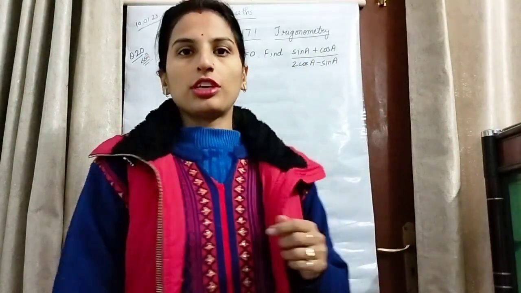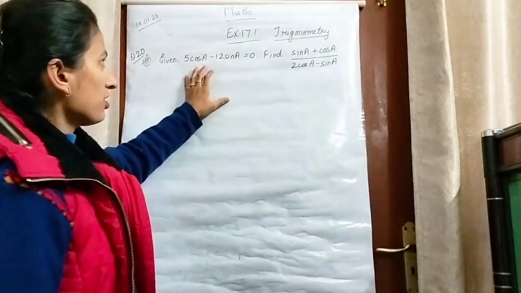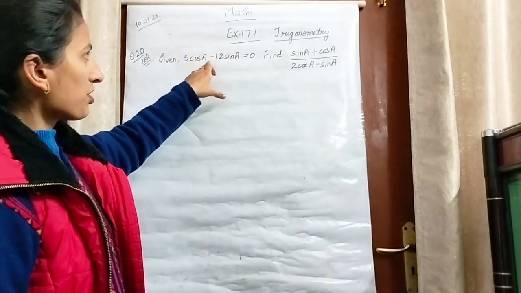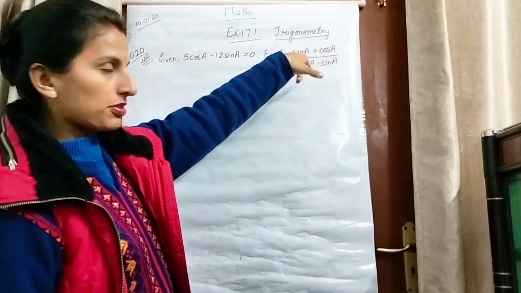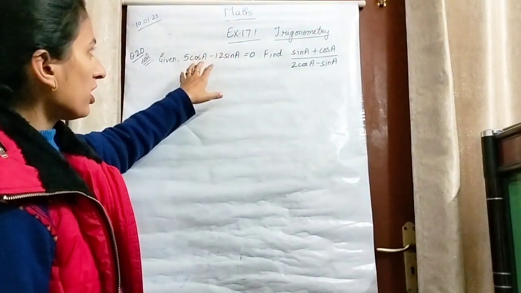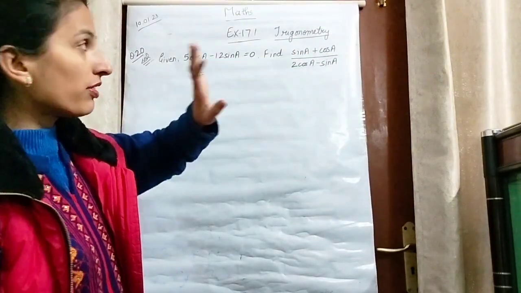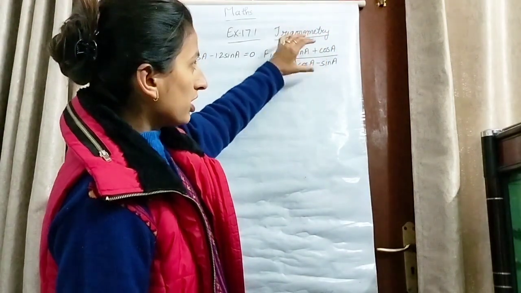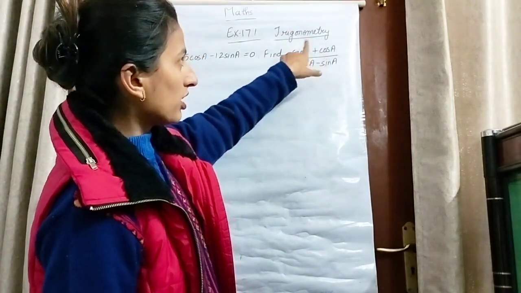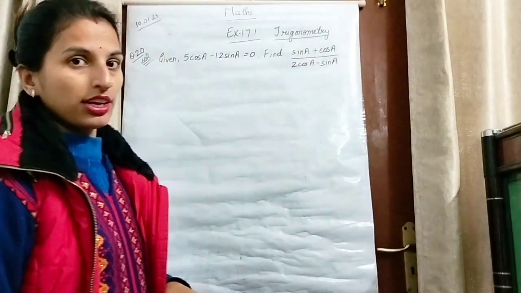Now come to question number 20. See this question: 5 cos A minus 12 sin A equals 0. This is given, and the value of this expression is to be found out. Definitely the relation between sin and cos is given, and in this expression you have to calculate the value related to sin A and cos A.